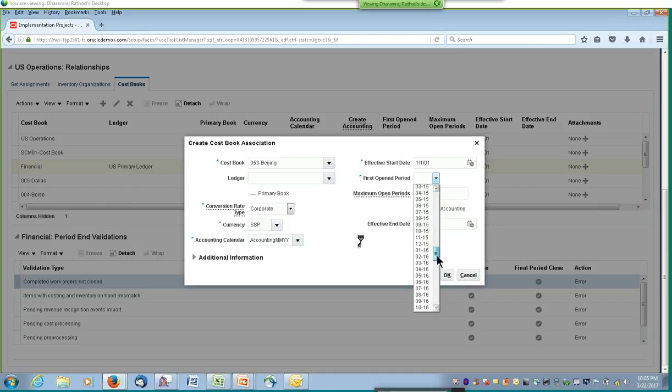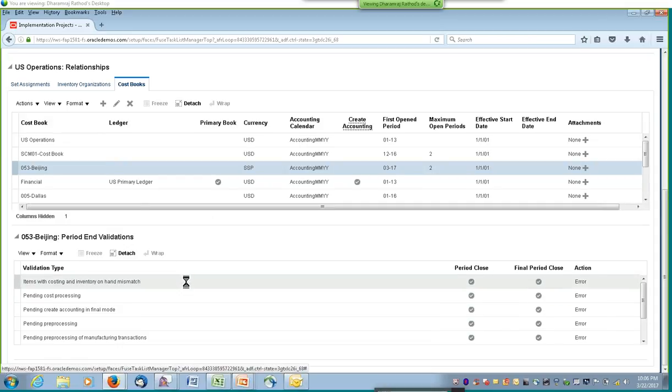So keep this in mind. Keep your first open period closer to this date. Otherwise, you'll have to keep opening those periods until you open the current period. So let's say the first open period is March. You go open March, and then you need to open February 2017 or January 2017 and so on. If you are implementing it for the first time, keep that first open period as a nearer period so that you don't need to open multiple periods in order to open the current period. So you can specify how many maximum open periods you want. You can say I want 2 maximum open periods, and then click OK. And when you say OK, you would eventually have these period end validations populated.